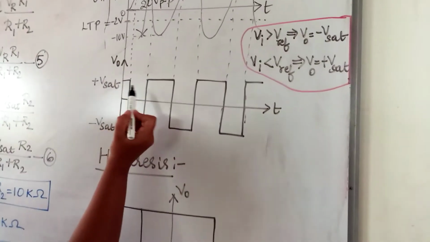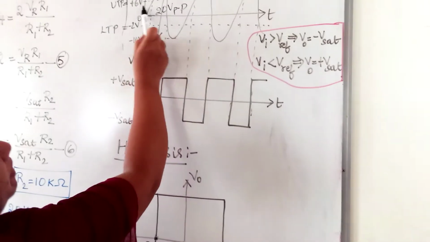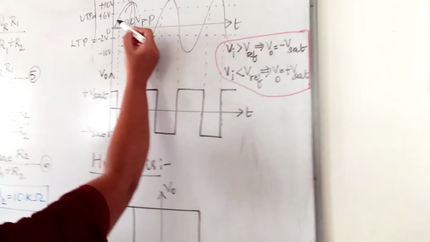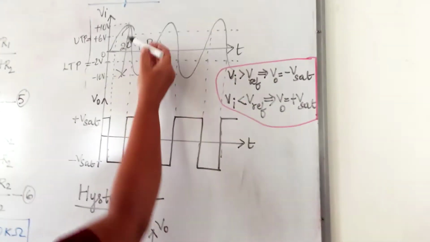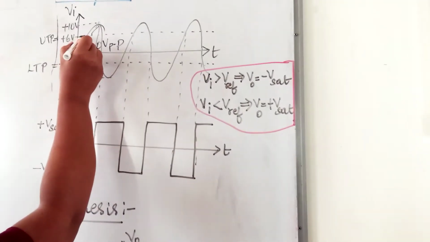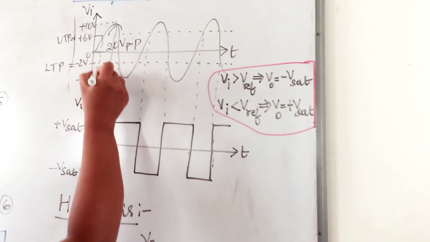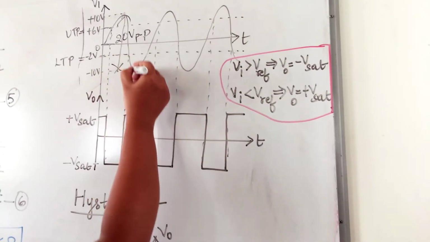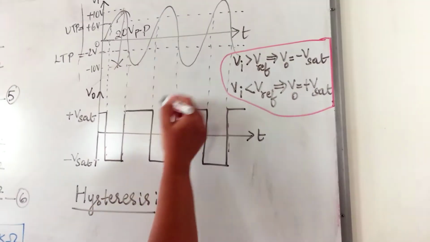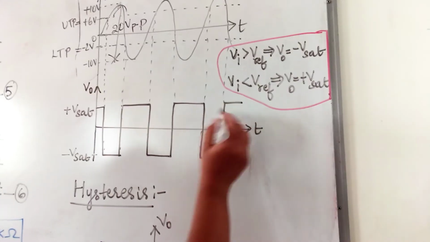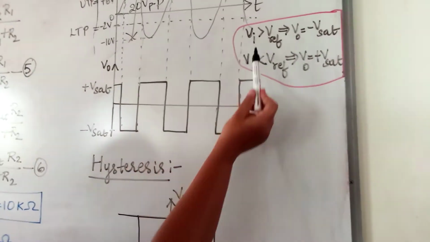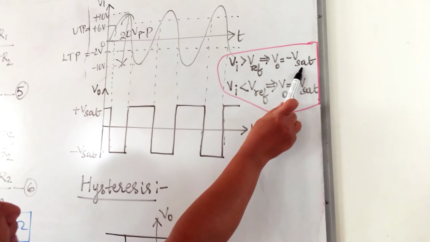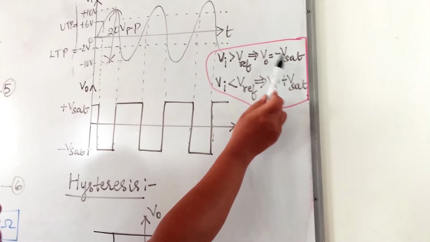Now to draw the output waveform, mark the UTP and LTP here. So drag the lines here from UTP and LTP. See, this is UTP. From here we have to place the dotted lines, and LTP here like this. So UTP, LTP like this. So we know that when Vi is greater than V reference, V0 should be minus Vsat. Minus Vsat means minus 12.